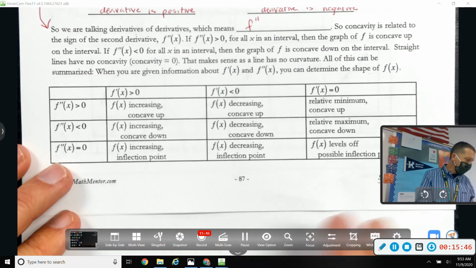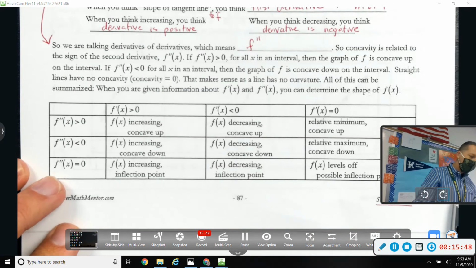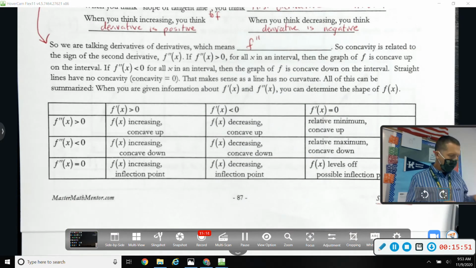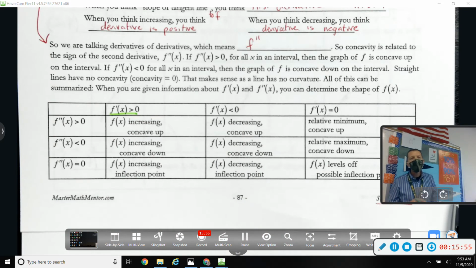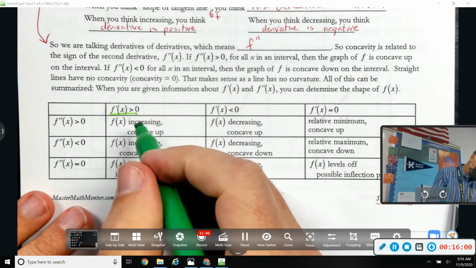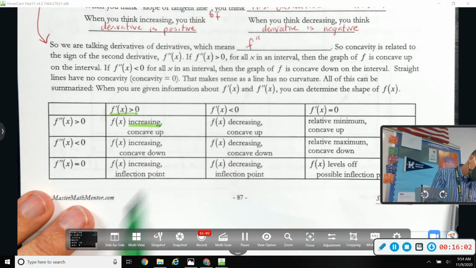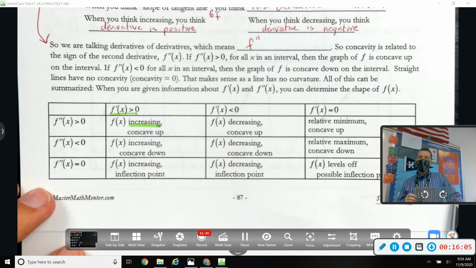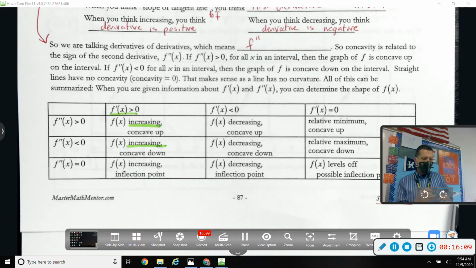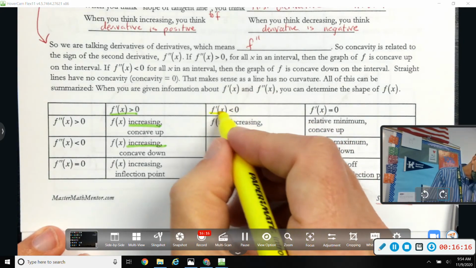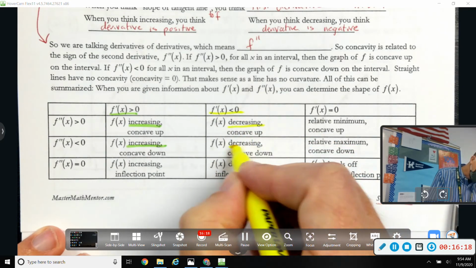Skip down to this little table here. I'm going to try to color code as well. If f prime is positive, that tells me that f is increasing. In fact, I'm just going to do both of those pieces. If f prime is positive, f is increasing.